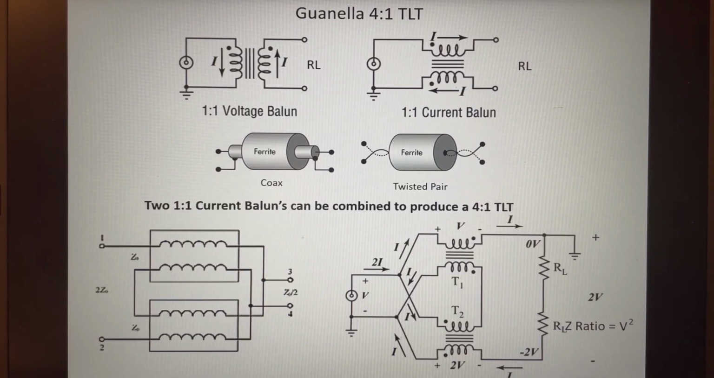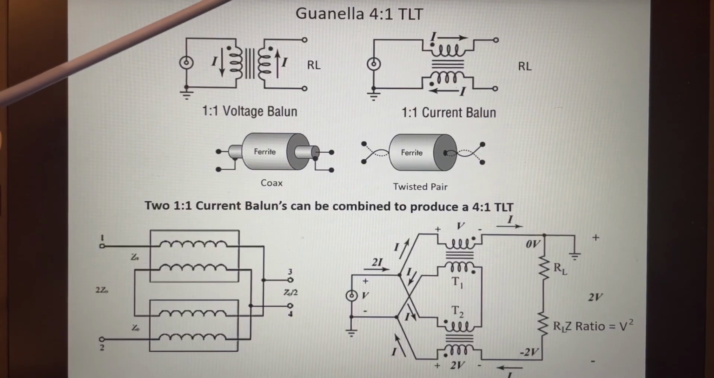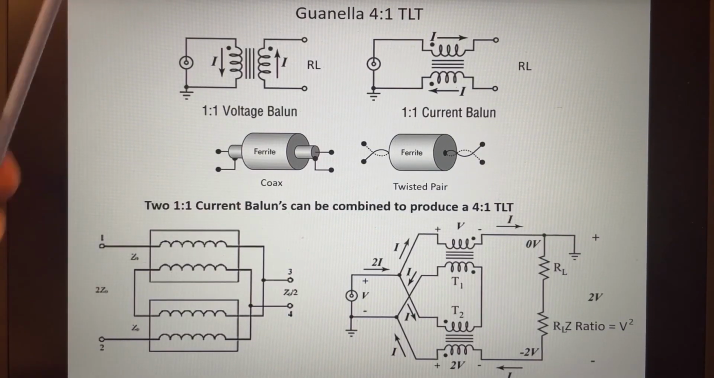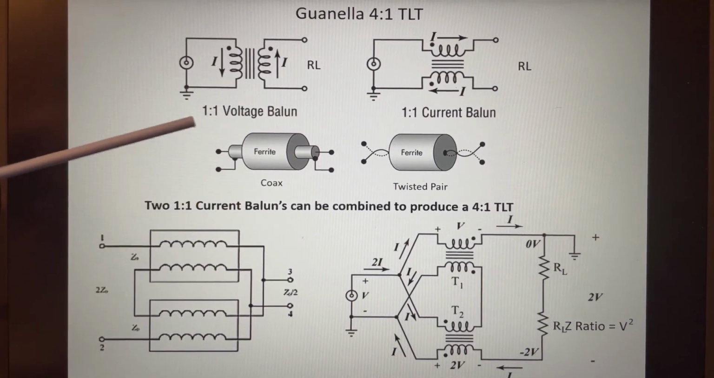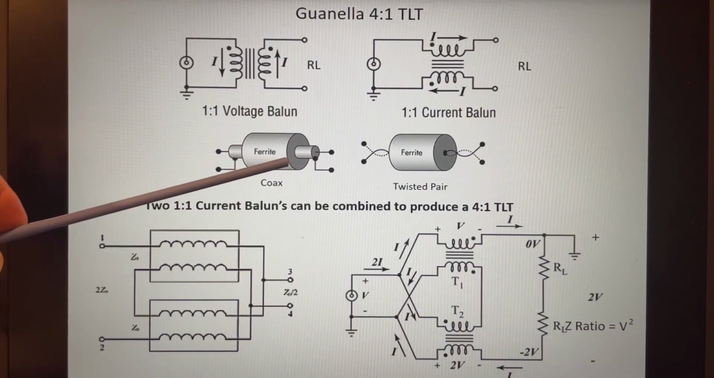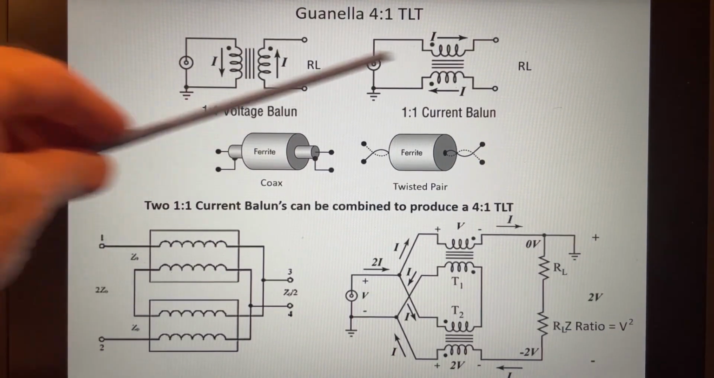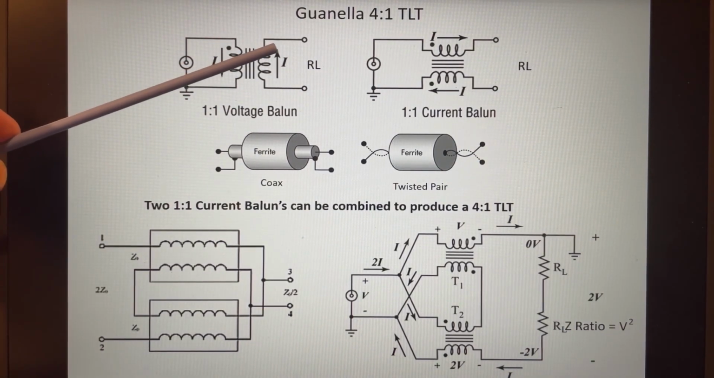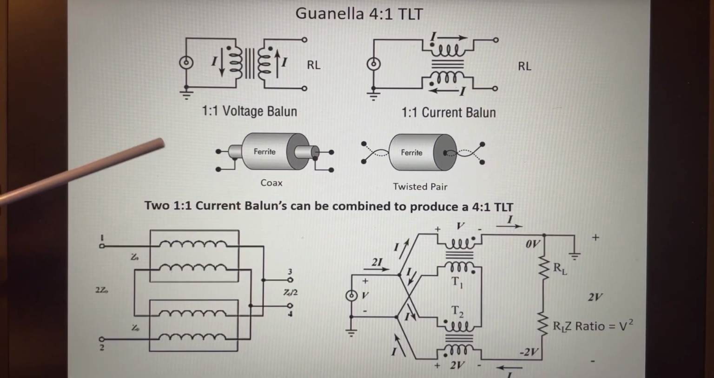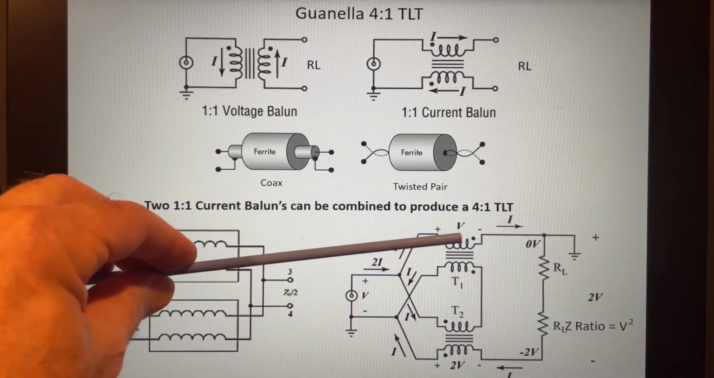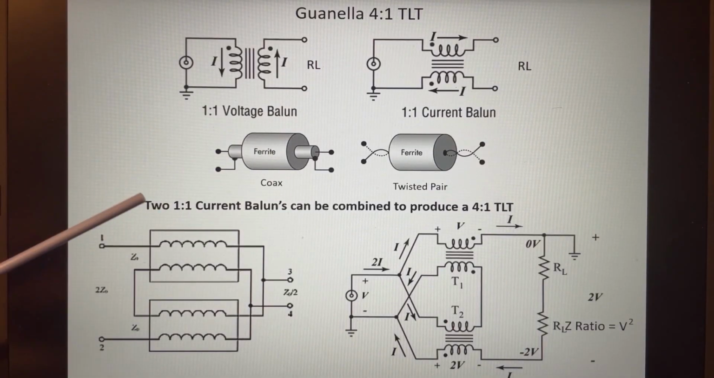We're going to be talking primarily about a Guanella transformer, a 4-to-1 and a 9-to-1. If we look at Guanella's designs, we have basically a voltage column and a current column. These can be wound with ferrite and coax or ferrite and twisted pairs. These are the building blocks used for these types of transformers to give us different ratios. So if we combine, for example, two 1-to-1 current columns, it'll produce a 4-to-1 TLT. And here are two examples.